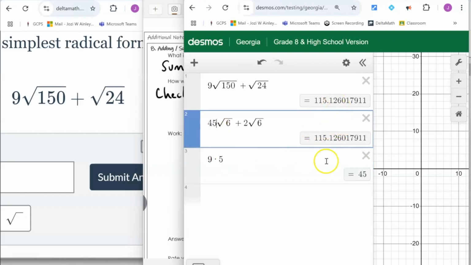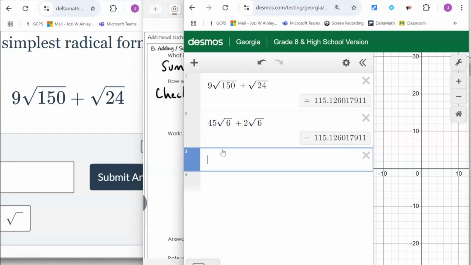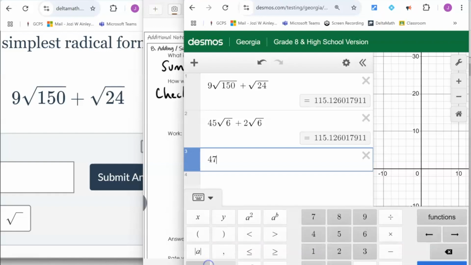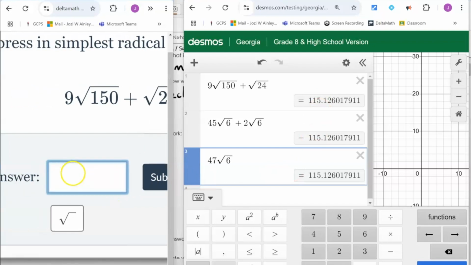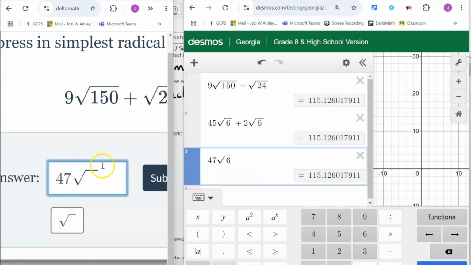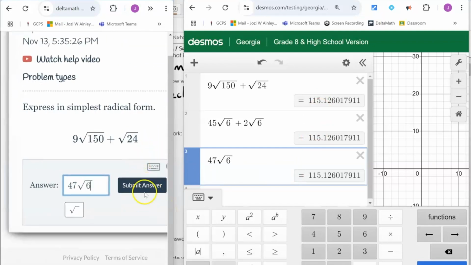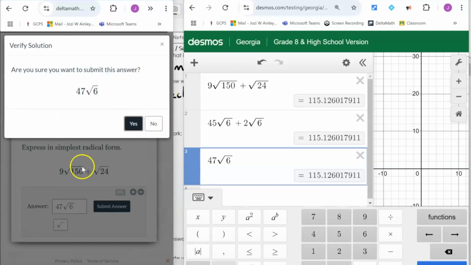No, I'm still good. Now, what do you guys notice? It's the exact same question as the one before, right? It's like having 45 apples plus 2 apples. So just think of it that way. What is 45 apples plus 2 apples? It is 47 what? Apples. So now I'm going to replace this with 47. And what am I calling an apple? Radical 6. Boom. I am good. So this has been simplified to 47 radical 6. Hit submit, and you should be good to go.